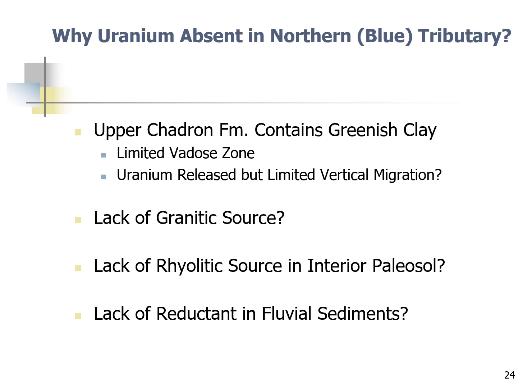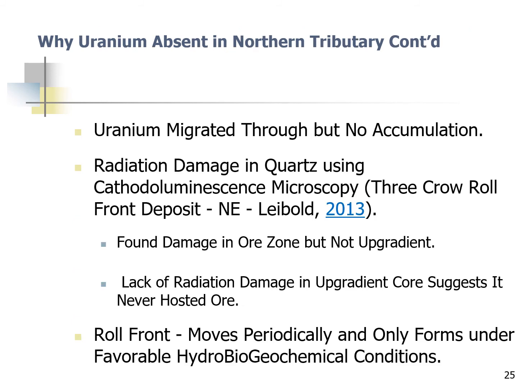Up in this area, the shadowed formation is the upper part, and it's greenish clay. Limited vadose zone. Uranium was probably released, but limited vertical migration. Also, what may have contributed to the lack of uranium is lack of a granitic source. Another possibility is, is there a rhyolitic source in the interior paleosol? And last, lack of reductants in fluvial sediments. What also may have happened in this tributary is that uranium may have migrated through, but may not have accumulated.